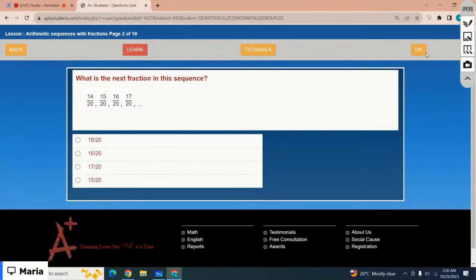Okay, the next one is, what is the next fraction in the sequence? Now no one is replying, right? You guys are just here for gossiping and teasing each other, not for learning.